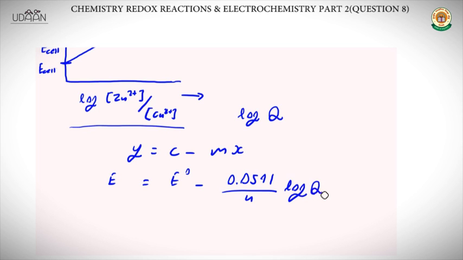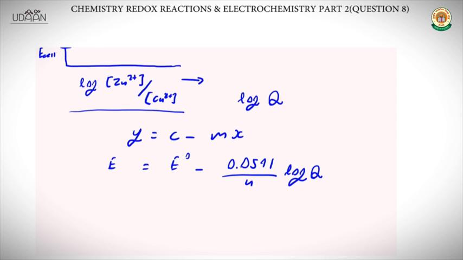Yeah, here we wrote the equation as c minus mx instead of mx plus c, so that we can compare it with the corresponding Nernst equation for simplicity basically. So there's no need to be confused regarding that.